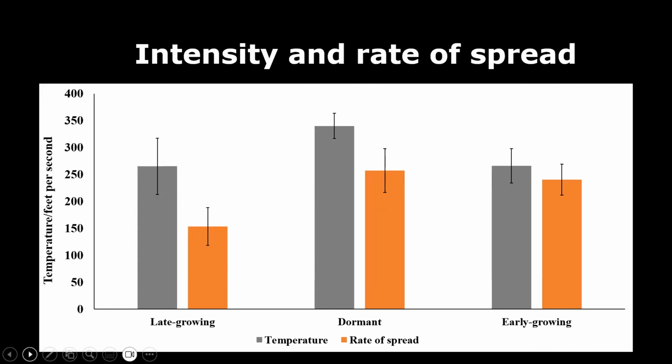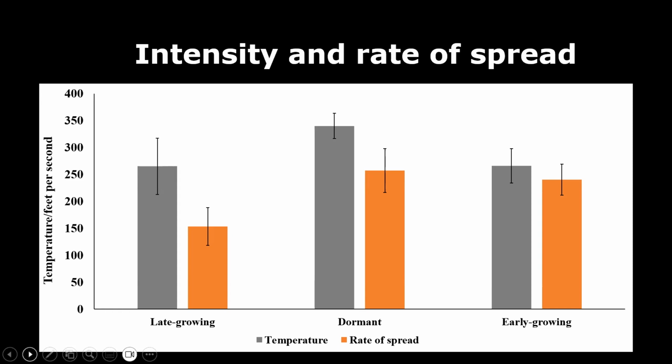This is data from pine stands where we're doing a larger regional fire project. Here we have paired up, in the gray bar, temperature, and in the orange bar, the rate of spread in feet per second of late growing season, dormant, and early growing season burns. Now, the dormant and early growing season burns look relatively similar, with a little bit lower temperature than dormant, but what really stands out is that late growing season fire is moving much more slowly across these units.